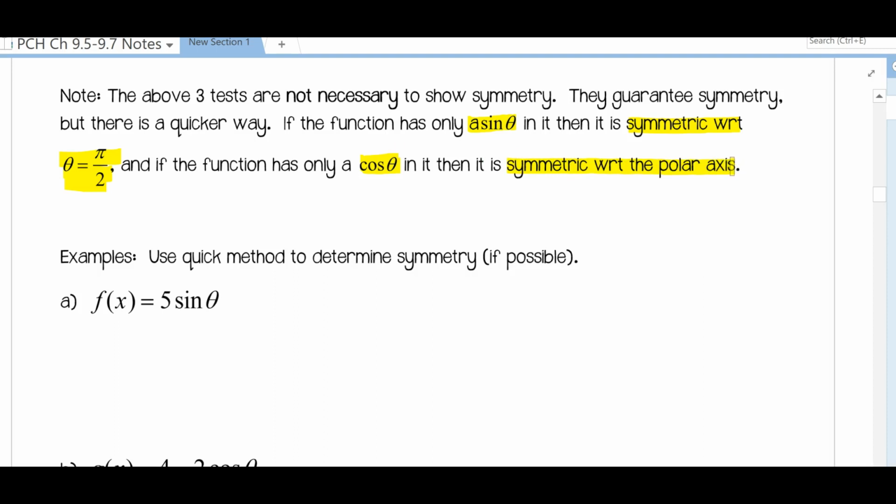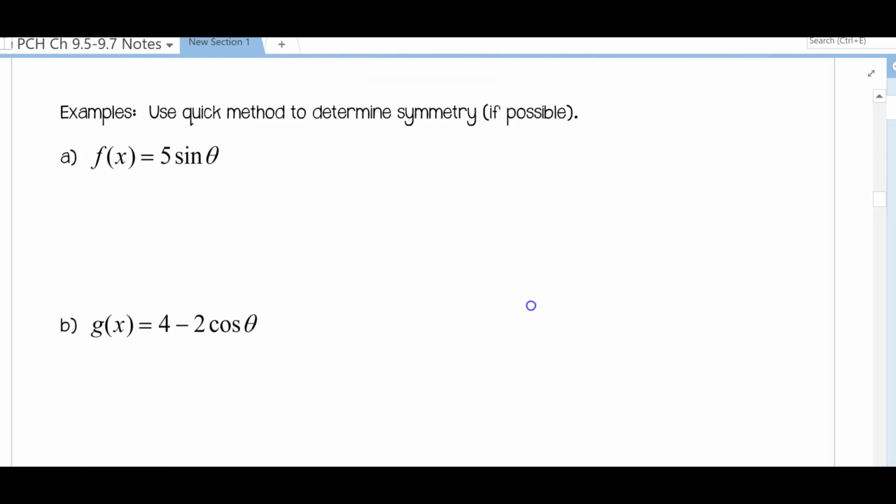All right, and this is very similar to the symmetry of sine and cosine. Sine has y-axis symmetry, and cosine is going to have x-axis symmetry. All right, so let's take a look at a couple examples here.